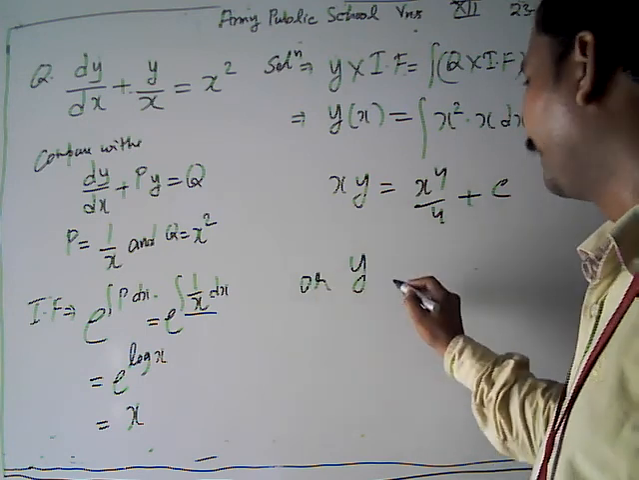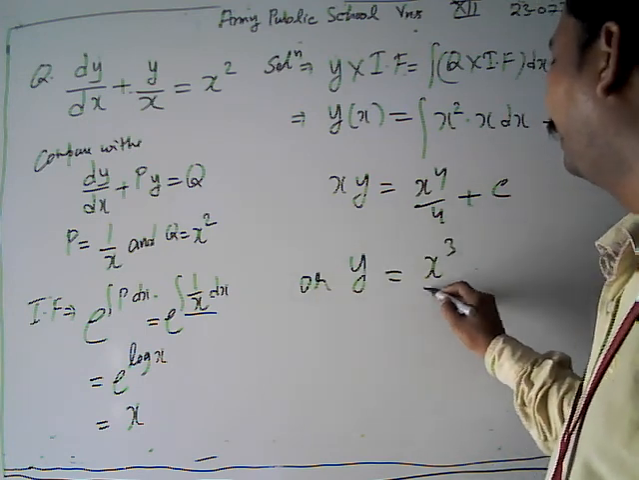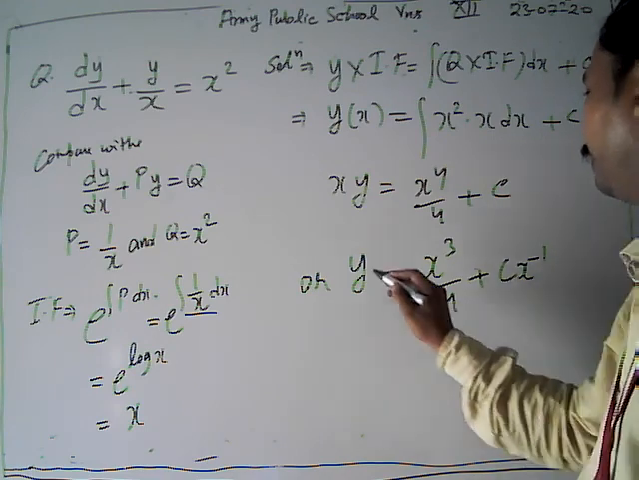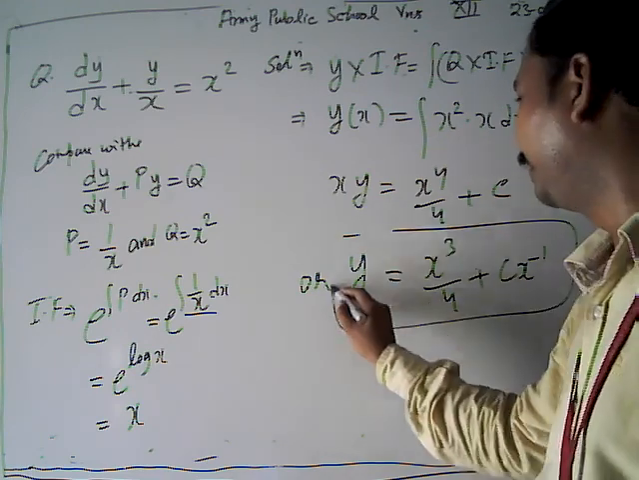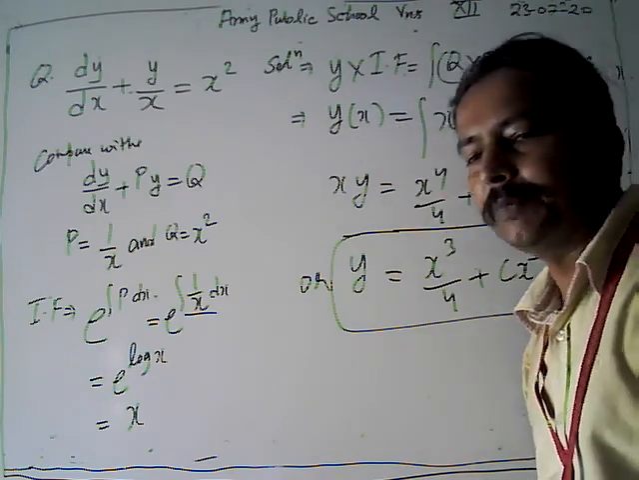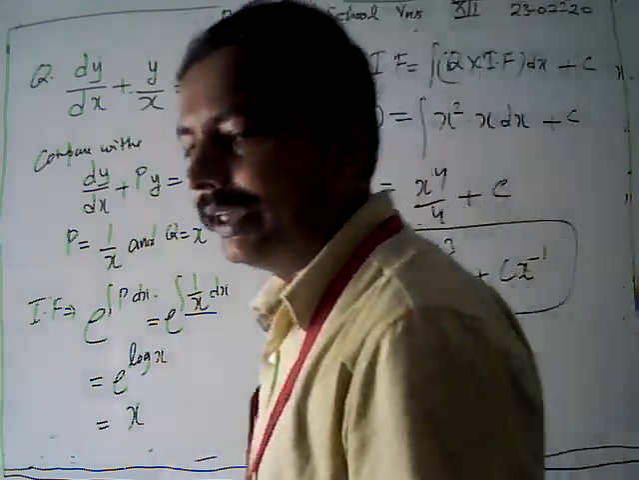Then our differential equation is given by, this is our required general solution of our given differential equation dy/dx plus y by x equal to x square.